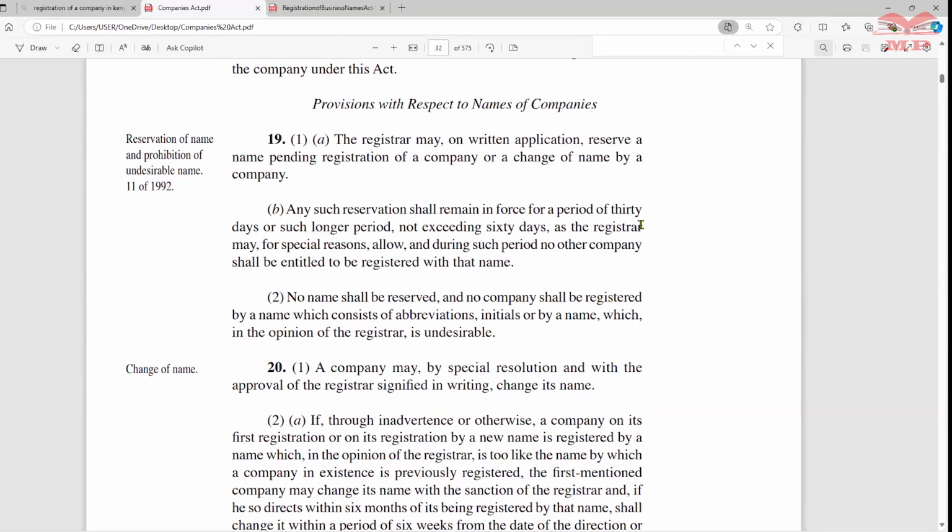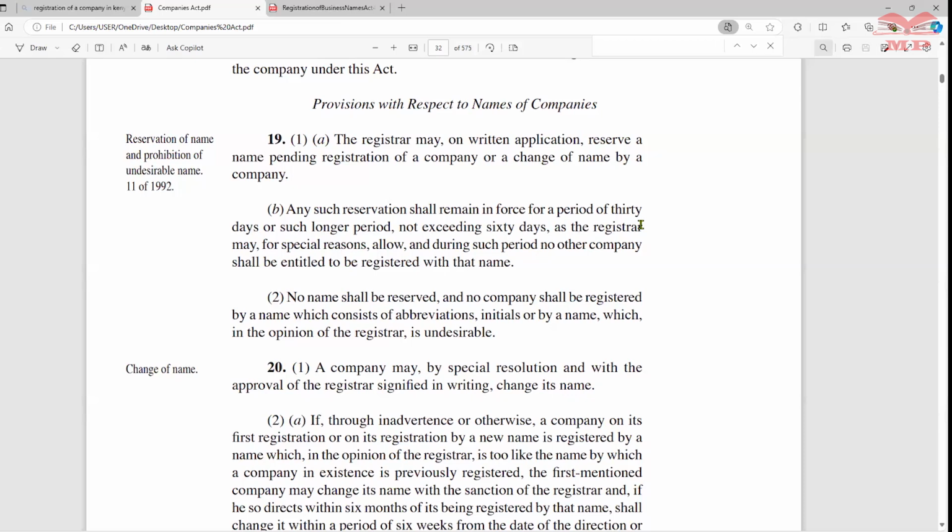So number 2 is what we are concerned with. No name shall be reserved, and no company shall be registered by a name which consists of abbreviations, initials, or by a name which, in the opinion of the registrar, is undesirable. What do we mean by undesirable? What we have said, if it's too much like the name of an existing company, if it's misleading.